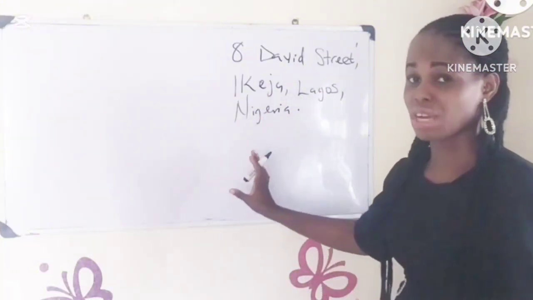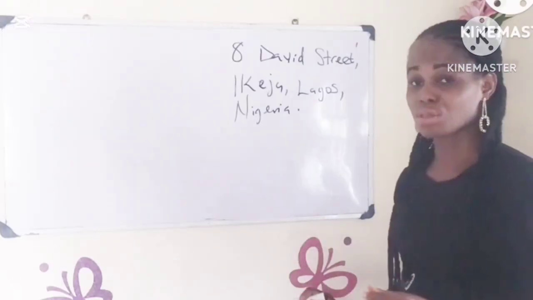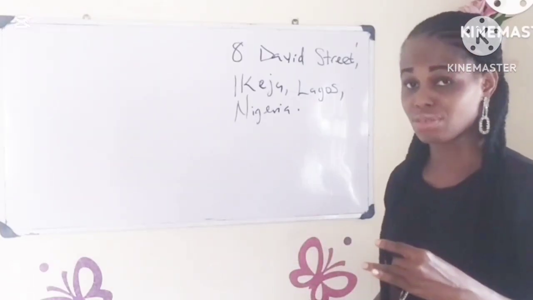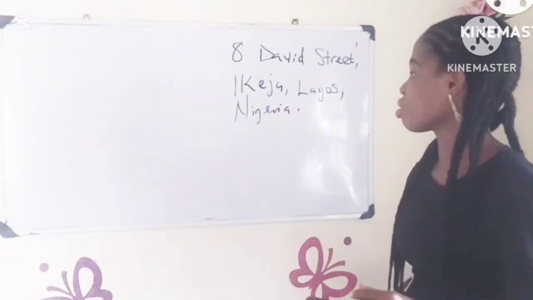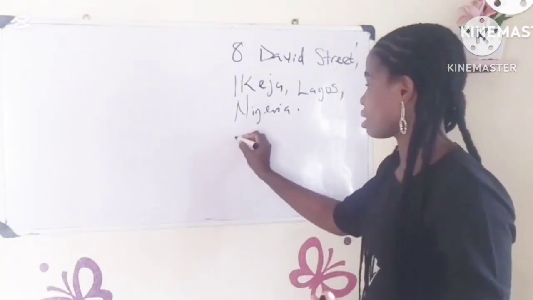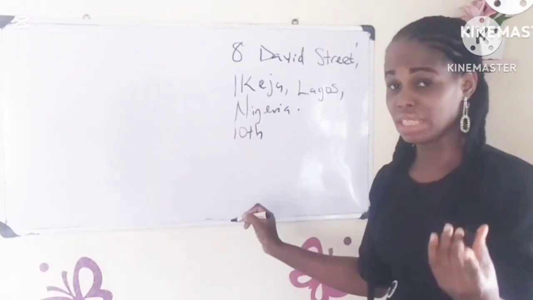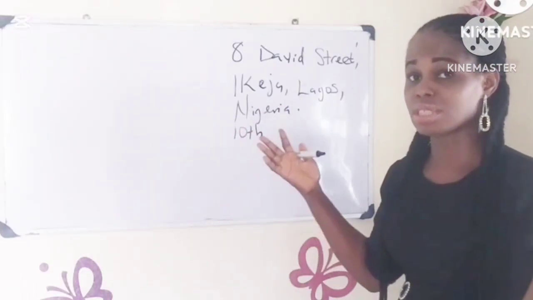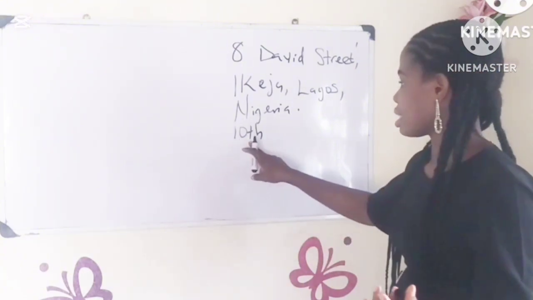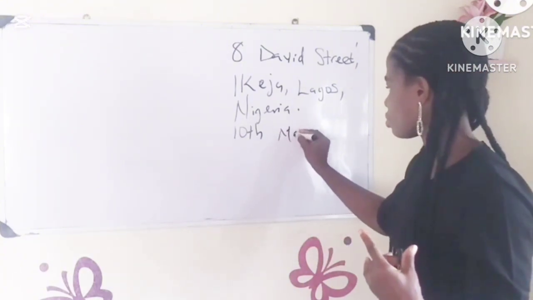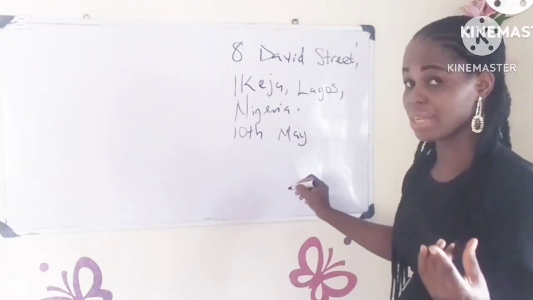Now after the address, what do you have next? The date. The date has to come right under the address. Do not skip any line. Let's say today is 10th May. Please use ordinal numbers while writing your date, that is 1st, 2nd, 3rd, 10th, 20th. Notice that May starts with a capital letter.